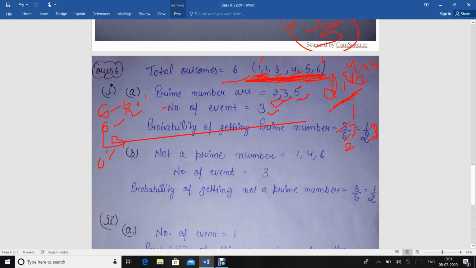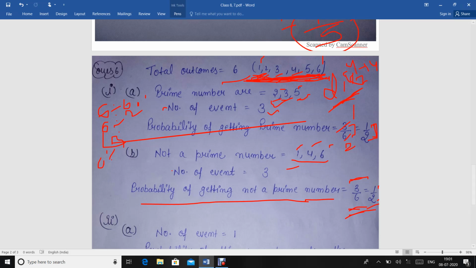So the not prime numbers are 1, 4, 6, which means the number of events is 3, because there are 3 numbers that are not prime. Probability of getting not a prime number is equal to number of events upon total outcomes, that is equal to 3 upon 6, which is equal to 1 upon 2. This is the answer, the probability of getting not a prime number.